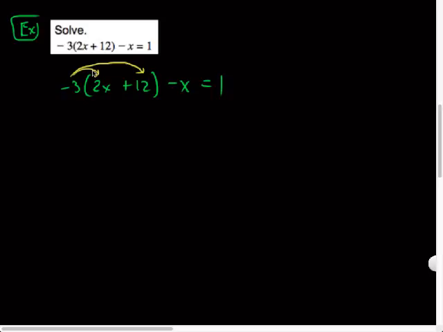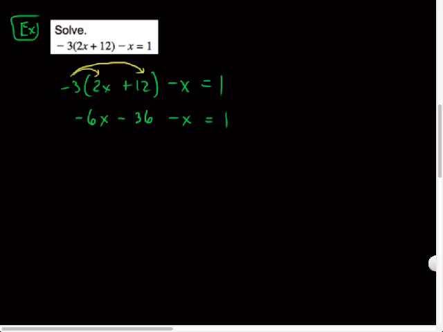Well, let's see. -3 times 2x is going to be what? I'm multiplying here now. -6x. Yep. And -3 times 12. Well, let's see. It's going to be negative. 3 times 10 is 30. 3 times 2 is 6. 30 plus 6 is 36. Right? And then this -x, he's just hanging out. Technically opposite x is what I should say.